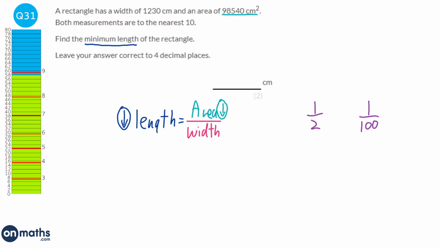Well, it's 1 over 100, but what do you notice about the denominator? That as the denominator gets bigger, the fraction gets smaller. So to make something smaller, we actually want the denominator to be as big as possible. So we want the width to be as large as possible. So we're going to find the lower bound of the area.